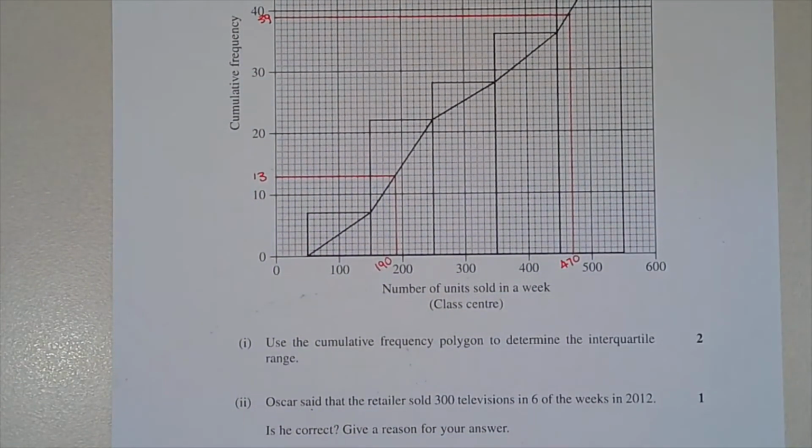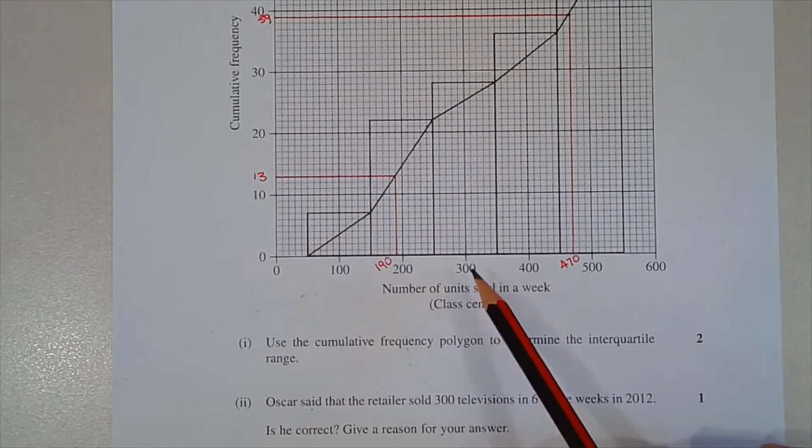So he's incorrect. Data is grouped, which means that individual or specific weekly sales cannot be determined with any degree of accuracy. And the class center of 300 includes sales from 250 right up to 349 televisions per week. So we've got to understand, or remember, that 300 really represents a group and not a particular number of units sold.